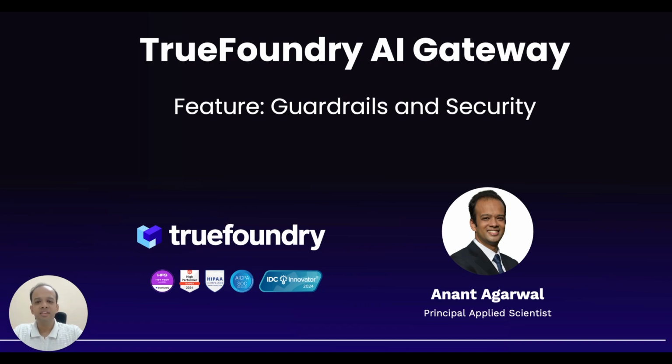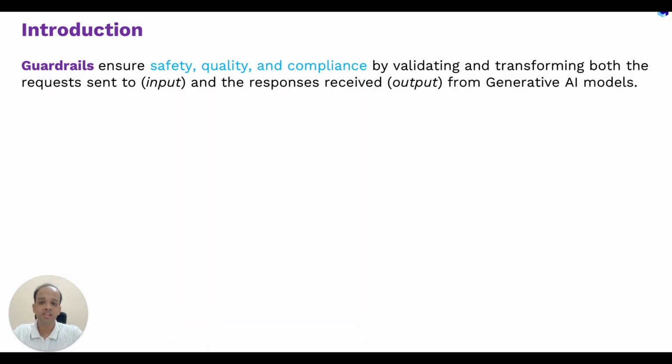Welcome. Let's dive into a guardrail security feature of the TrueFoundry AI Gateway, which is very essential for production grade applications and for ensuring that content that is received from the LLM or the content that is sent to these models is appropriate. Guardrails ensure safety, quality, and compliance by validating and transforming both requests sent to and the responses received from generative AI models.